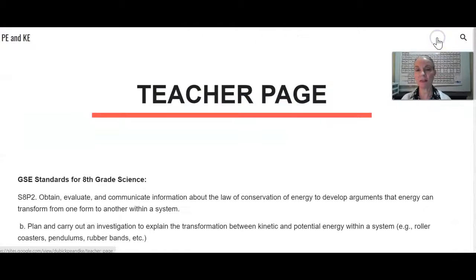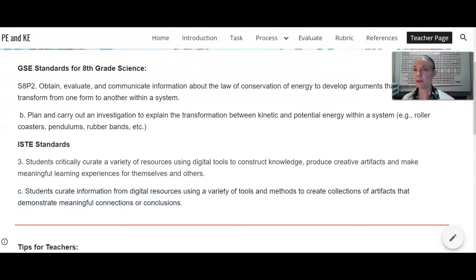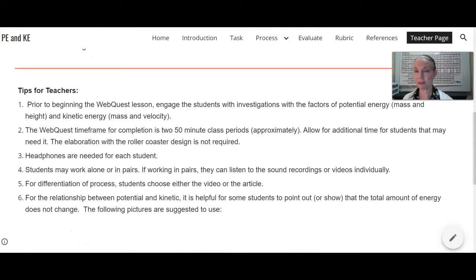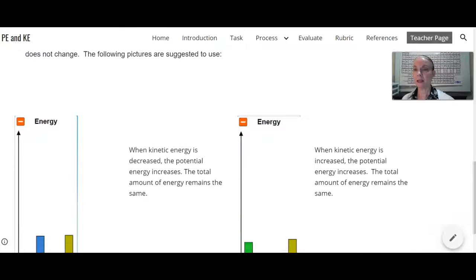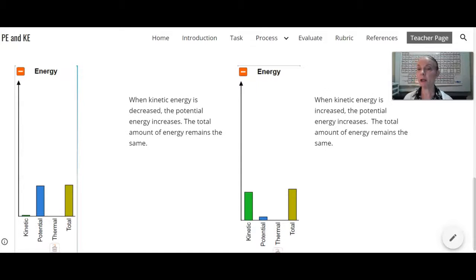And then on the teacher page, we have the 8th grade science standards, the technology standards, some tips for teachers in implementing the WebQuest, and this also includes some diagrams to help students who are struggling with how to explain that relationship between potential and kinetic energy and the energy transformations that take place.